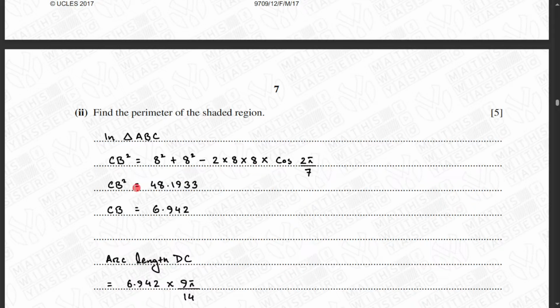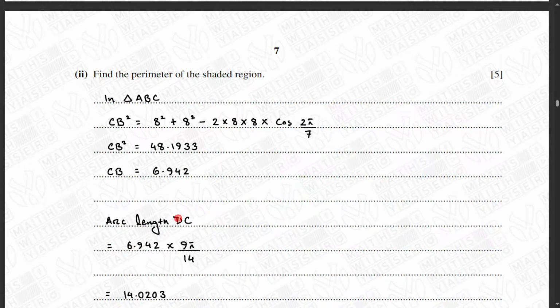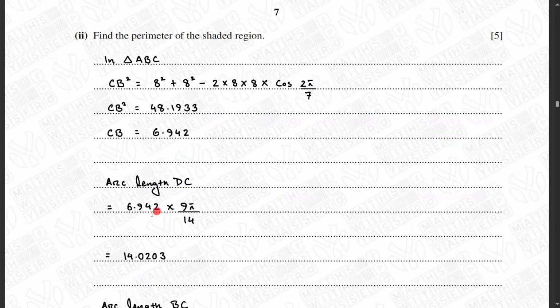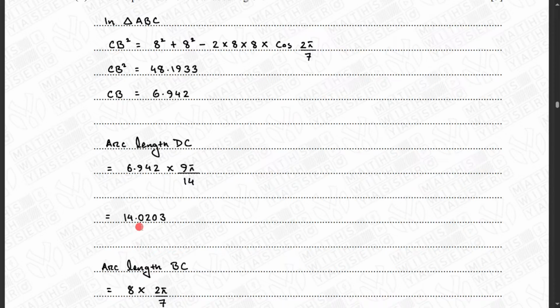So solving this, we get CB is equal to 6.94. Therefore, the arc length DC will be 6.94 times the angle. So that will be 9 pi by 14. And that gives us 14.0203.